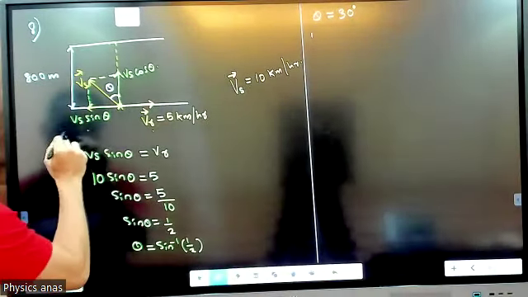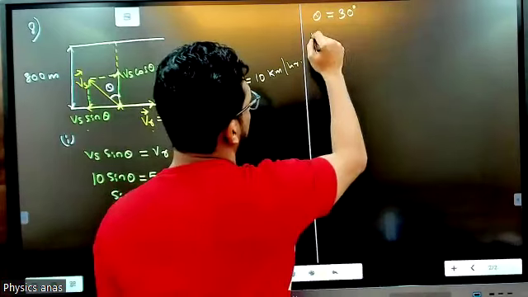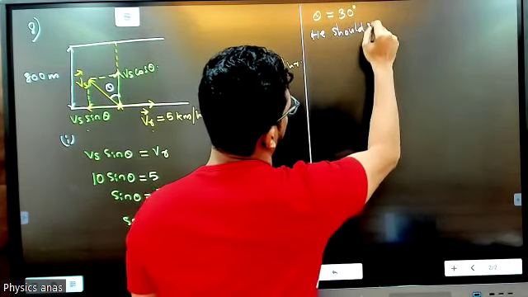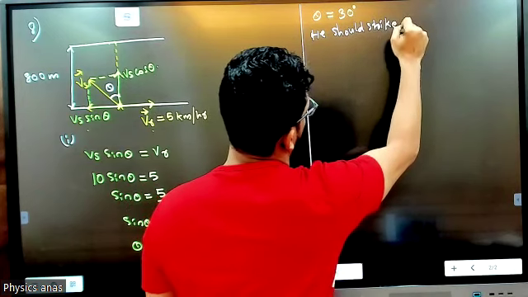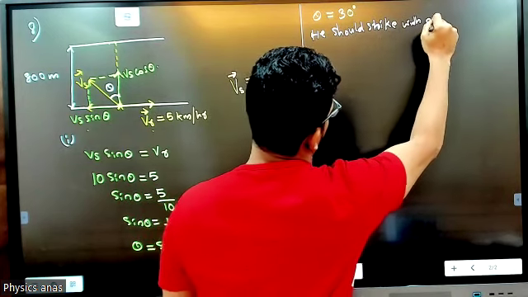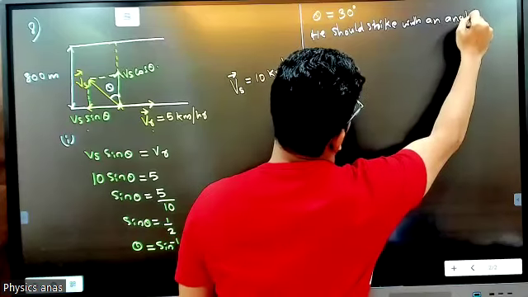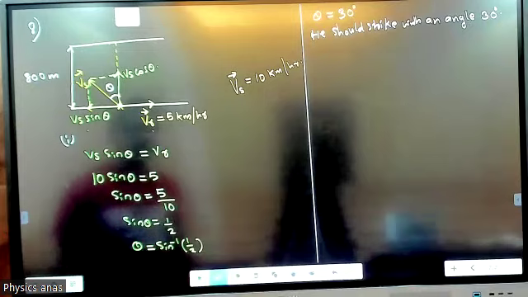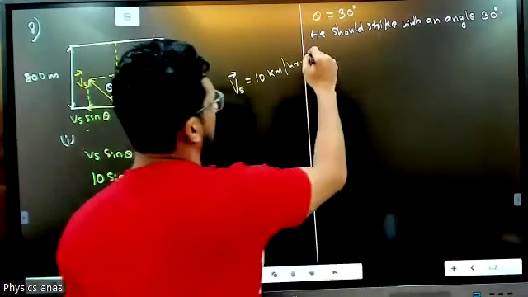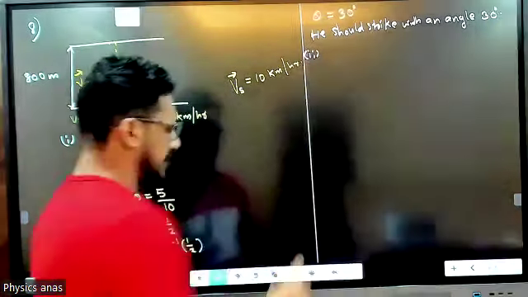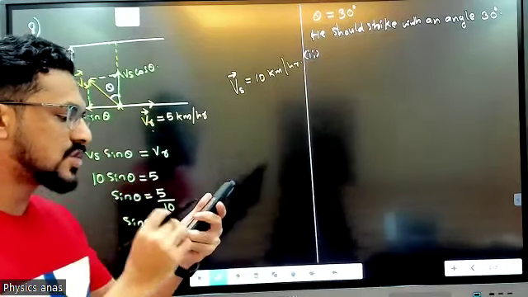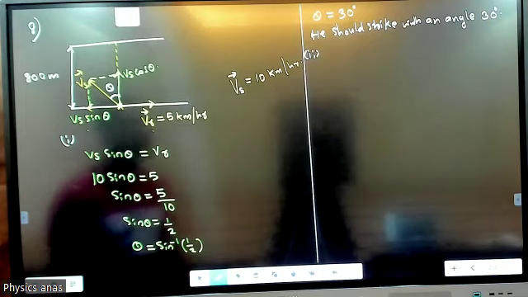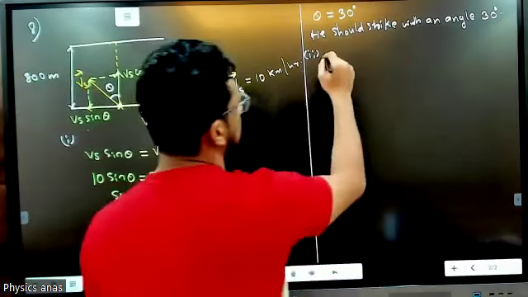He should strike with an angle 30 degree. That is the first question. And what is the second one? What is the second question? What should be his resultant velocity? That's the question.